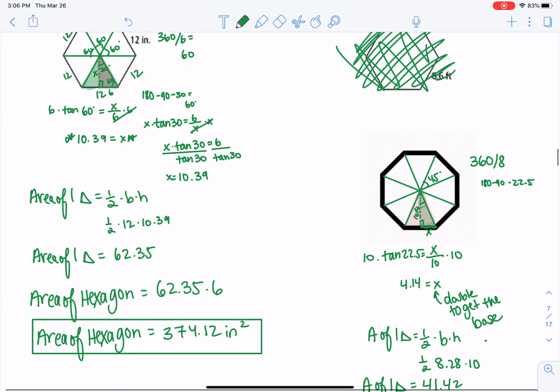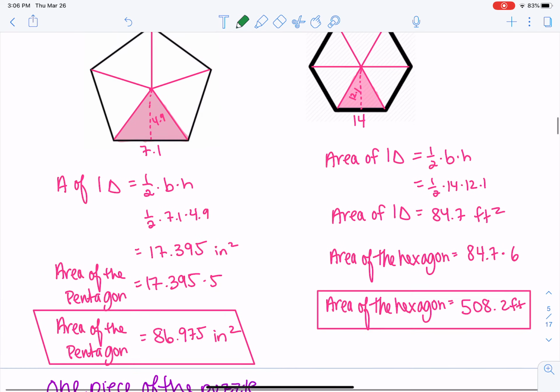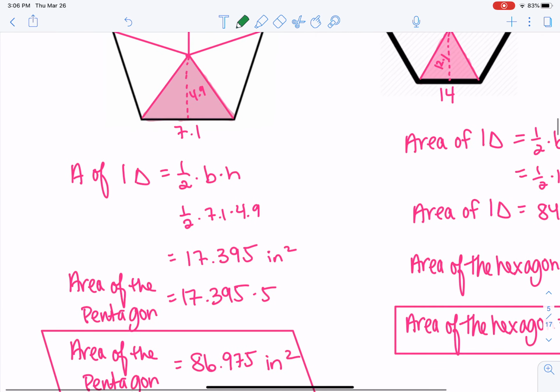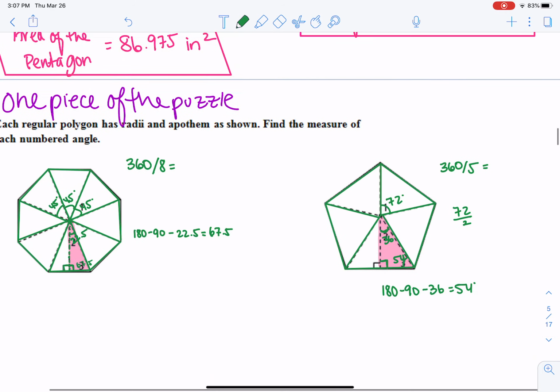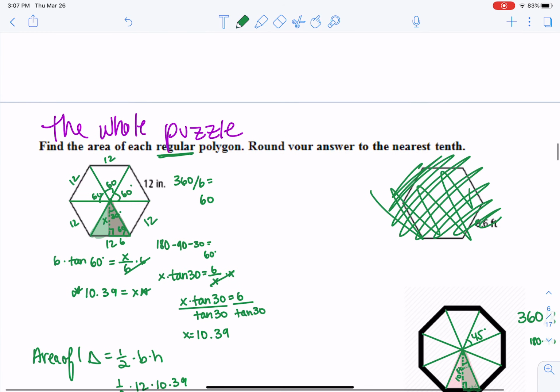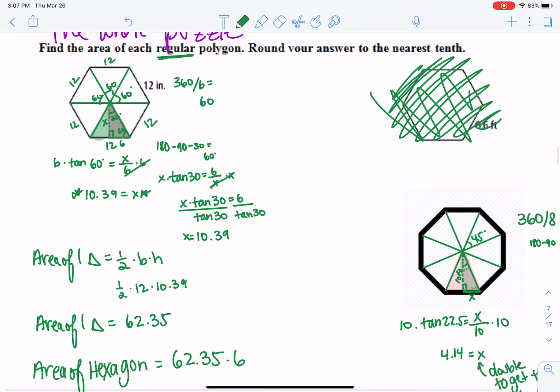So kind of to wrap up, what you need to do is find the area of one triangle using 1/2 base times height, and then multiply by the number of triangles in the shape. You might have to find the angles on your own, and you might have to use trig to find the apothem or the base.